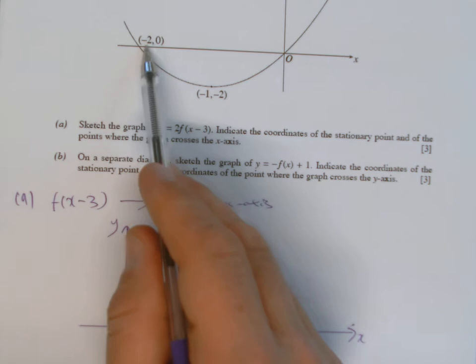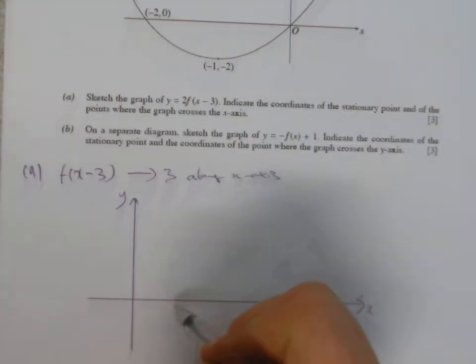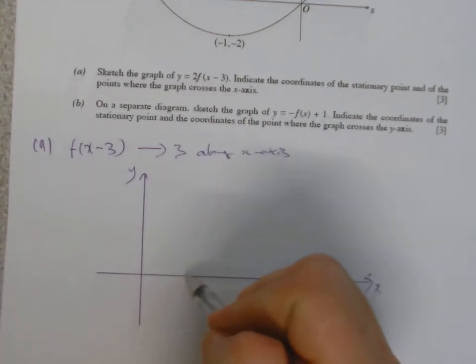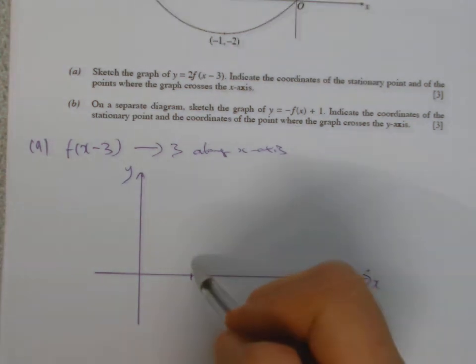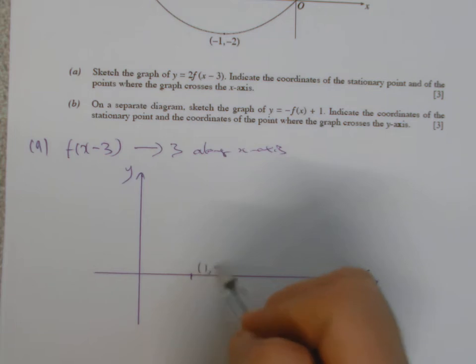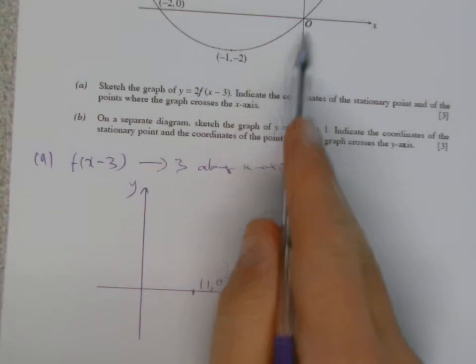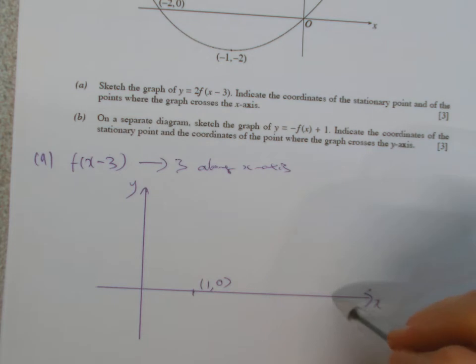So, as I said, going back to this, shifting that across 3, it's going to end up going through at 1, which we'll say about here. So 1, 0. And then going through the origin here, so shift that across 3, it's going to go through 3. So we call that 3, 0 there.